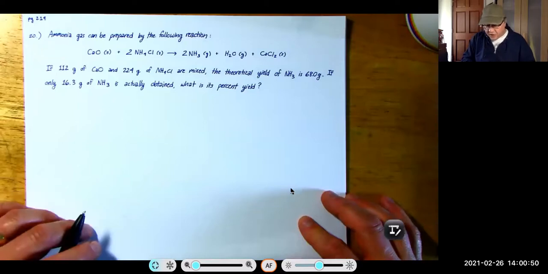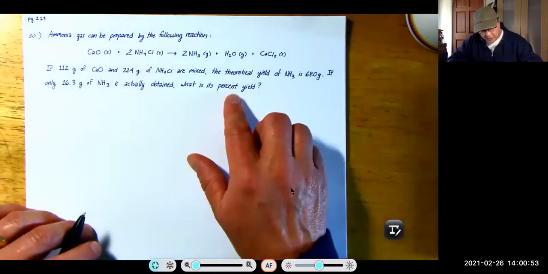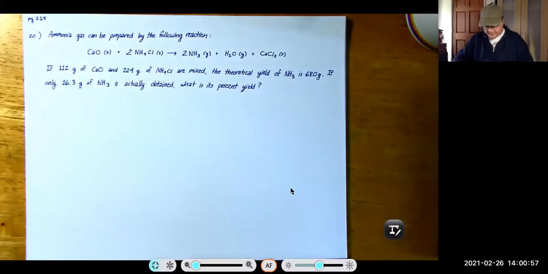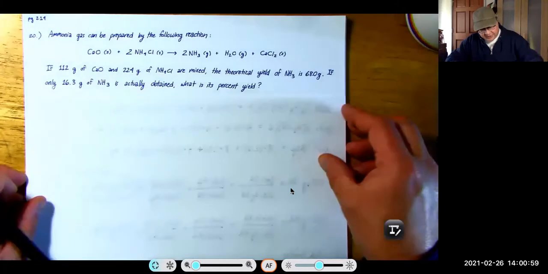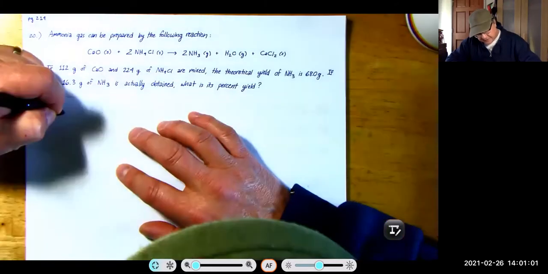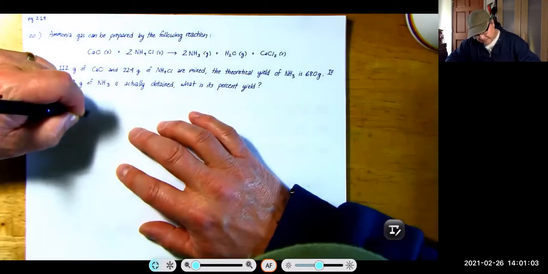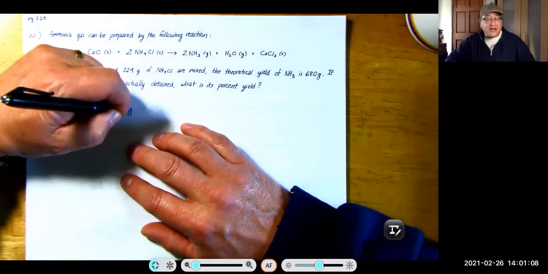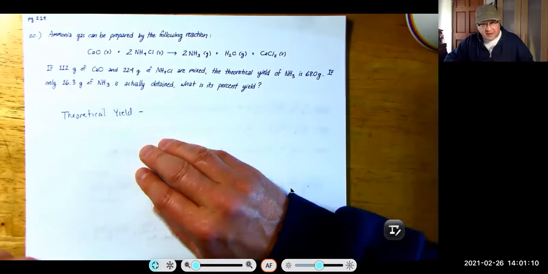So how do we calculate percent yield? We're going to put some definitions here. So some definitions. Theoretical yield. This is the maximum yield based on the limiting reactant.